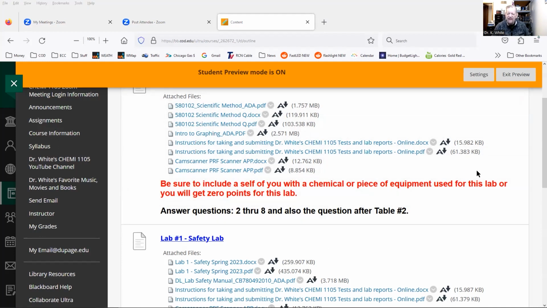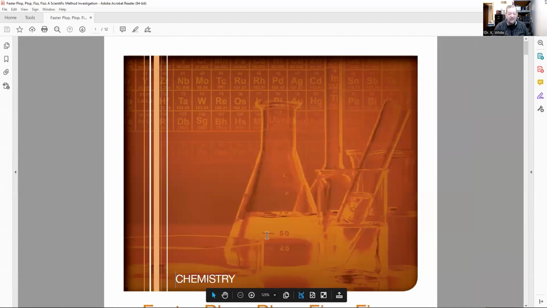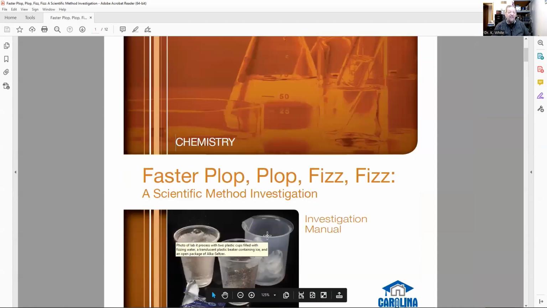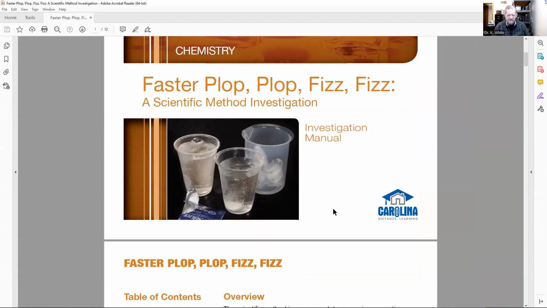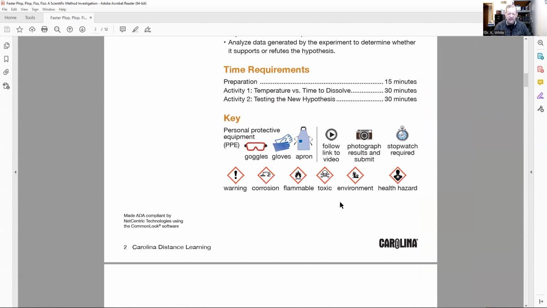All right, let's look at today's lab. It's cleverly named Faster Plop Plop Fizz Fizz. That comes from the Alka-Seltzer commercial, but it's a scientific method investigation. Here we have the overview and outcomes you can read. Here's the equipment, some of it you'll need.